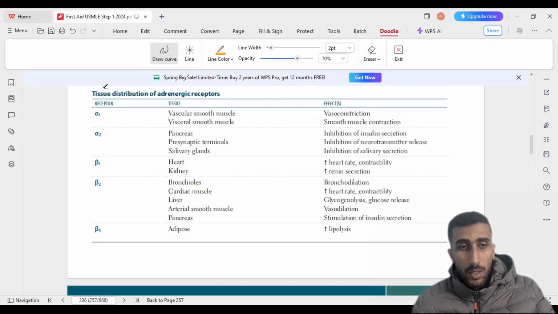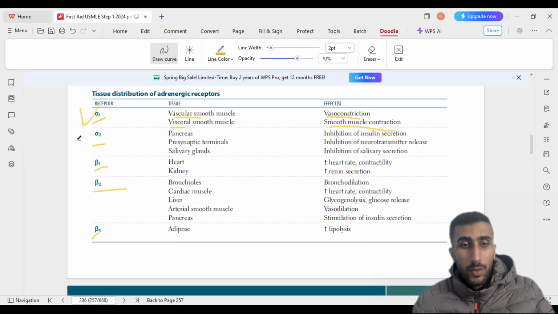Our last topic here is tissue distribution of the different adrenergic receptors. The adrenergic system works through different receptors: alpha 1, alpha 2, beta 1, beta 2, and beta 3, and they are distributed in different tissues. So the alpha 1 is distributed in the vascular smooth muscle and the visceral smooth muscle. Alpha 1 is famous for causing contraction. So if it acts on vascular smooth muscle, it's gonna cause vasoconstriction. On the visceral smooth muscle, it's gonna cause smooth muscle contraction. This is for alpha 1.